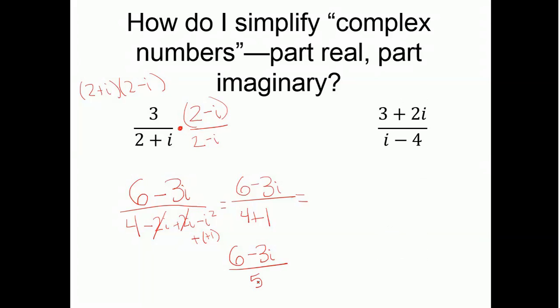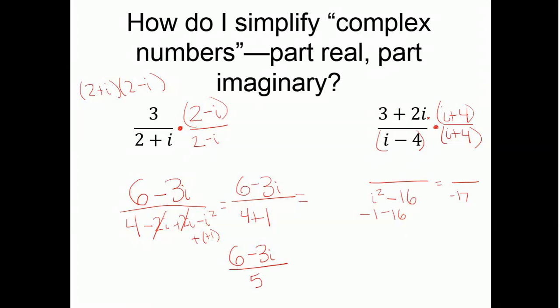Let's try one more. So I got 3 plus 2i over i minus 4. I have to get that i minus 4, gotta get rid of it. So I'm going to multiply by the complex conjugate, which is i plus 4 on the top and the bottom. So, bottom here, we're going to get i squared. Now, would you agree with me that I'm going to get positive 4i and negative 4i, which is going to cancel each other out? So I'm going to be left with negative 16. Well, i squared, we know that's negative 1. So I know the bottom here is going to be negative 17, right? Because negative 1 minus 16 is negative 17.